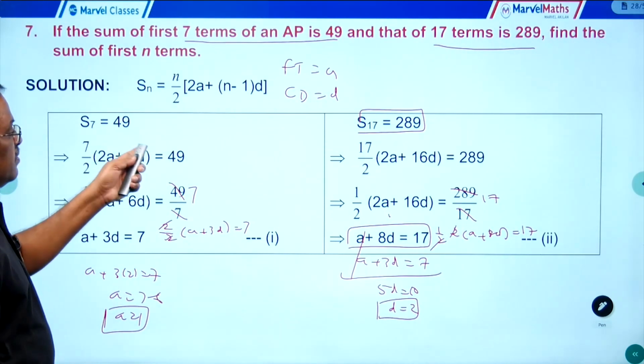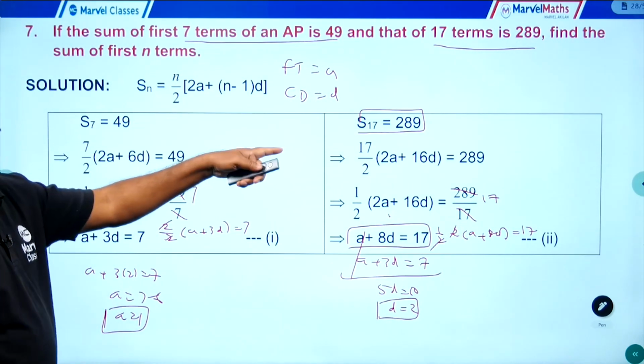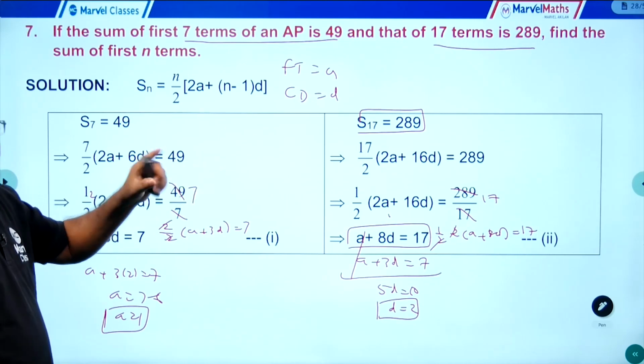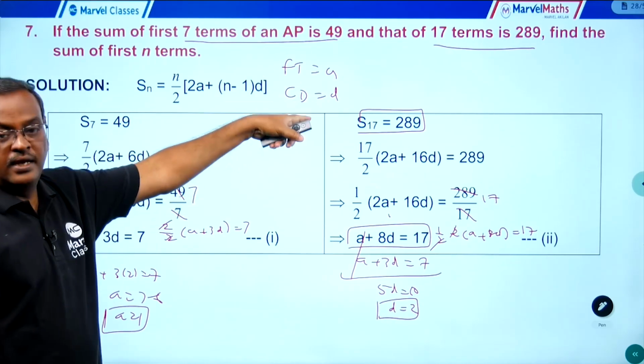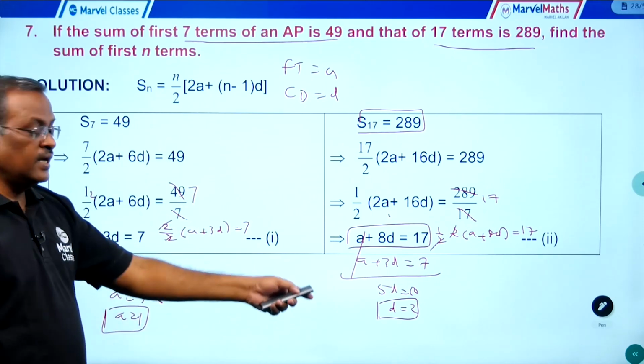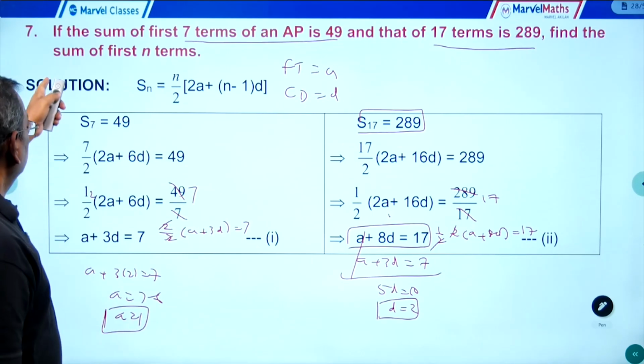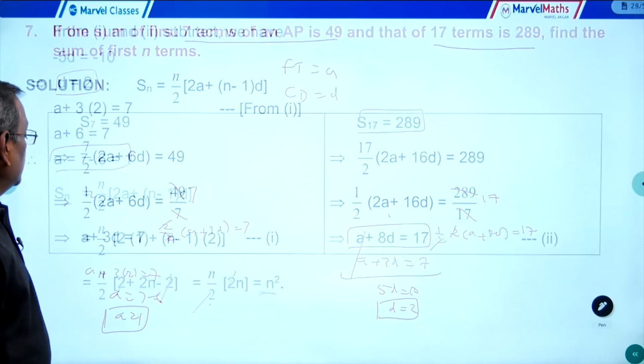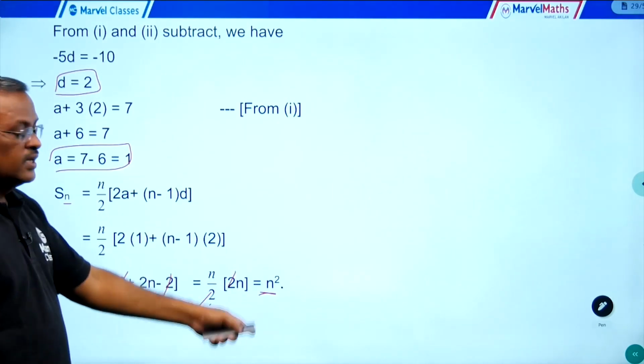7 terms, 1 to 7, and 1 to 17 are given. These are 2 different conditions, because we have 2 unknown constants a and d. So using these, 2 values a and d are calculated, but the required question is to first find the sum of n terms. The sum of n terms, Sn, equals n square.